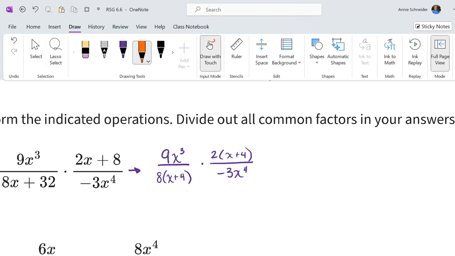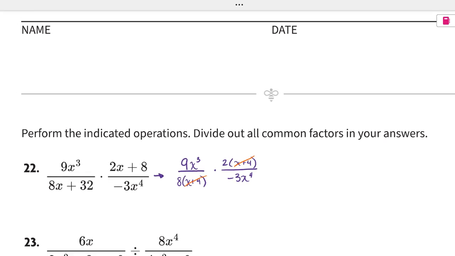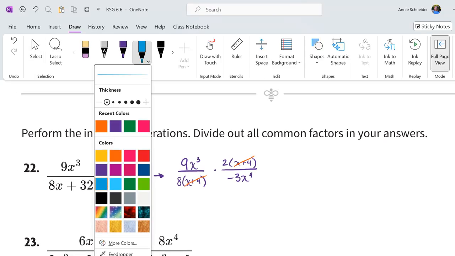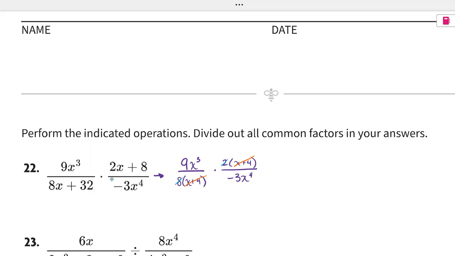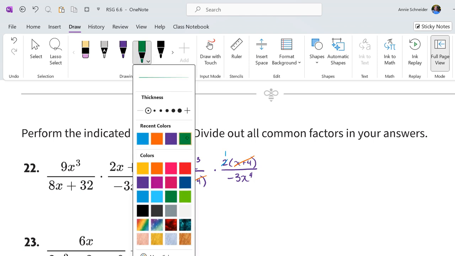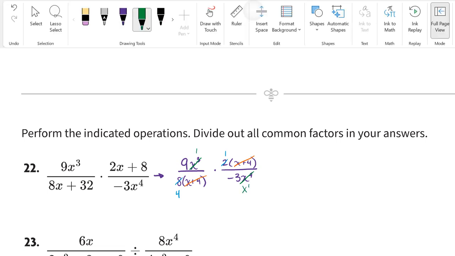So now let's find our common factors. We have x plus 4 in top and bottom, so those can certainly reduce. And then we also have 2 and 8, so they're both divisible by 2. This goes away entirely. We're left with 1. In this one, 8 divided by 2, we're left with 4. Okay, let's look at our x's. I have 4 x's here and 3 here, which means this goes away. And here we're left with just x to the first, or just x.